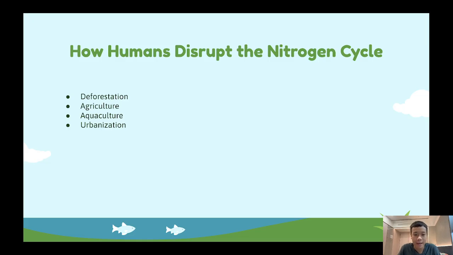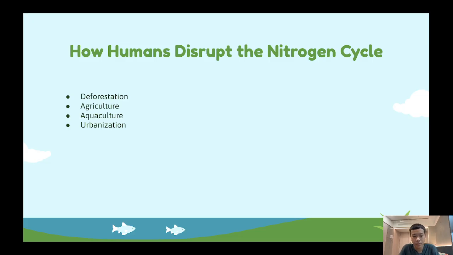The third way that we have affected the nitrogen cycle is through aquaculture. We have created a lot of fish farms which produce tons of ammonia, which is then converted by bacteria into nitrates and nitrites. And high levels of nitrogen, nitrates, and nitrites are toxic to fish.